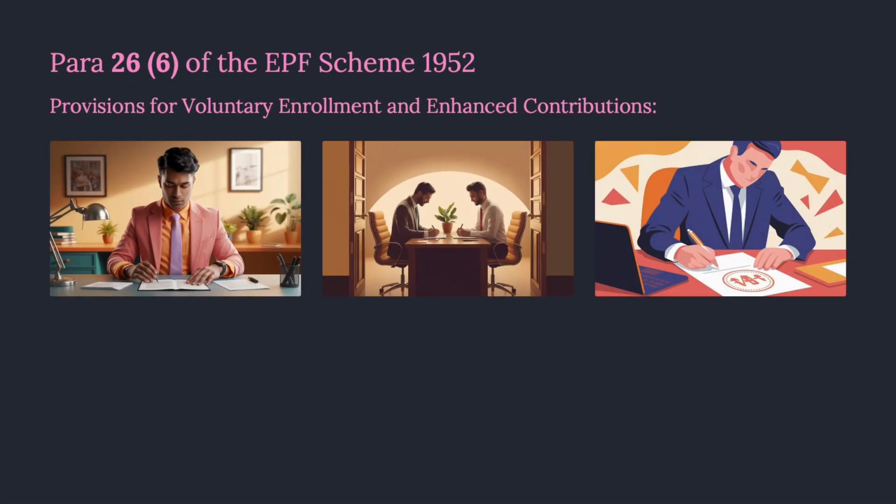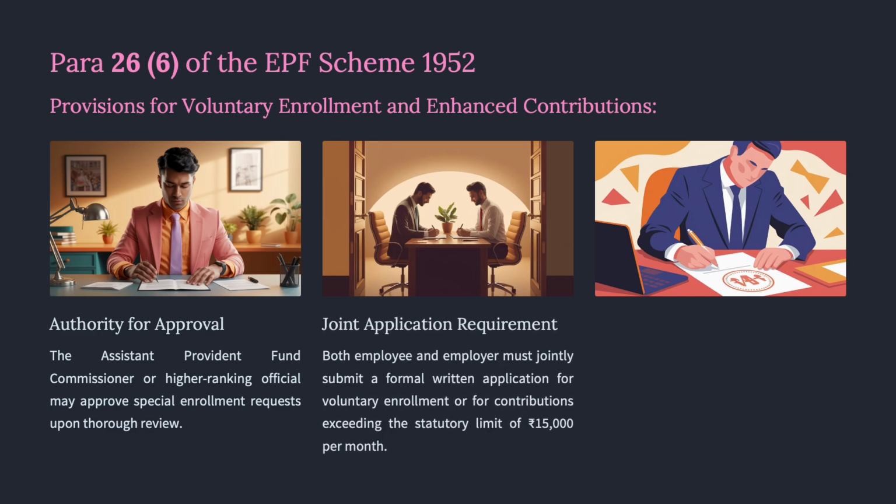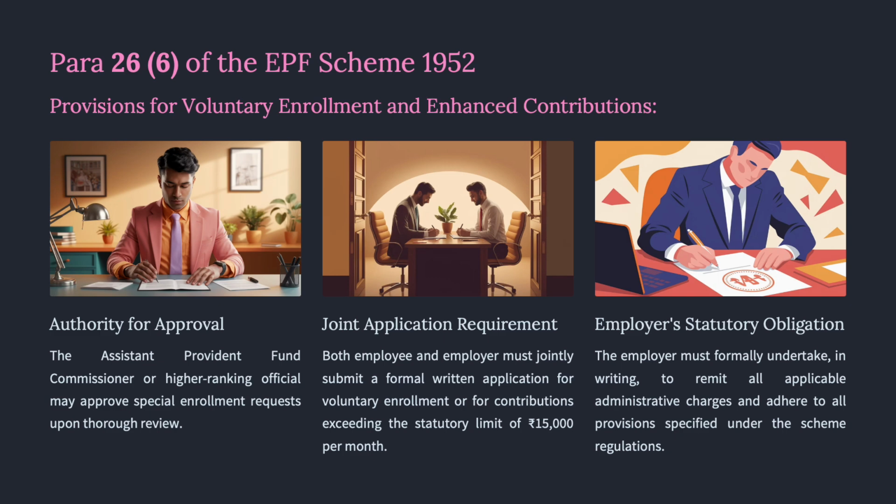Para 26(6) of the EPF Scheme, 1952. Provisions for voluntary enrollment and enhanced contributions. Authority for approval: the Assistant Provident Fund Commissioner, or a higher-ranking official, may approve special enrollment requests upon thorough review. Joint application requirement: both employee and employer must jointly submit a formal written application for voluntary enrollment or for contributions exceeding the statutory limit of rupees 15,000 per month. Employer's statutory obligation.